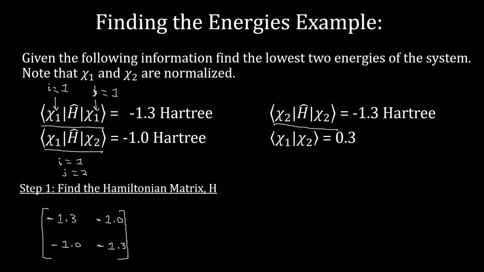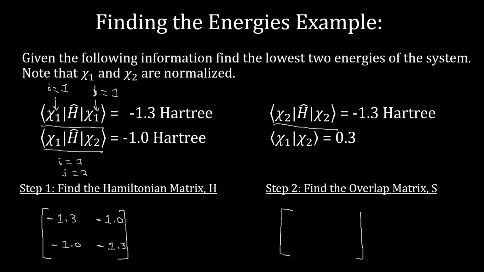Okay, now what we need to do is go to our overlap matrix. And for our overlap matrix, we know it's also going to be a 2 by 2. And the reason is, again, because we have 2 basis functions. So the only information we're given for overlap is this here, that chi1 chi2 is equal to 0.3. So since i equals 1 and j equals 2, we knew that was going to be row 1, column 2. And from symmetry about the long diagonal, we know that the bottom left will also be 0.3.